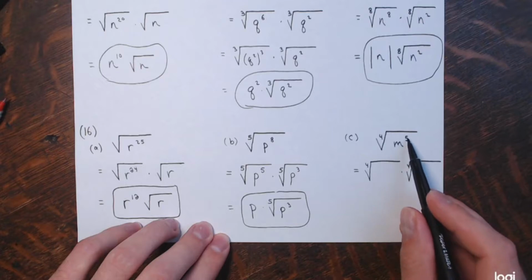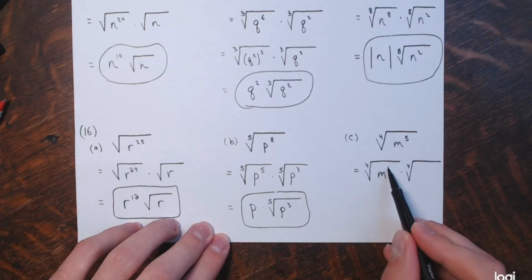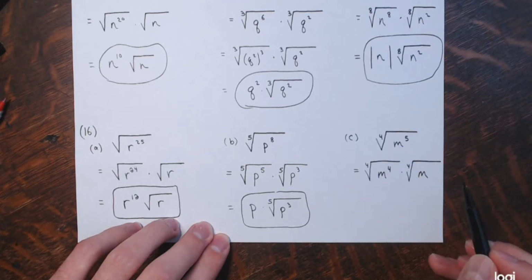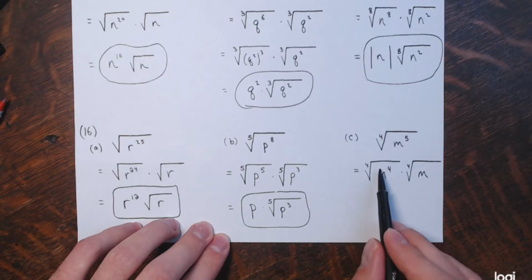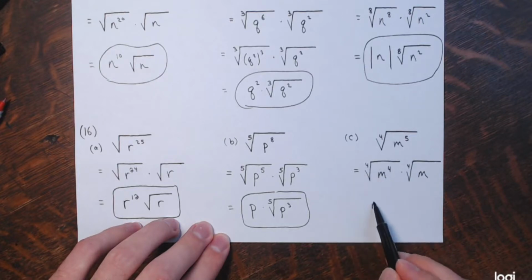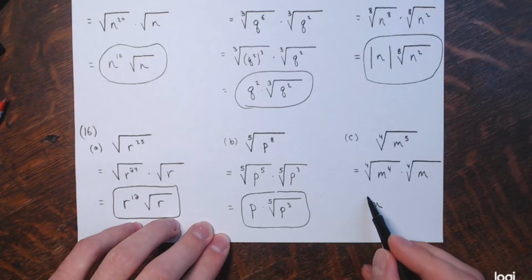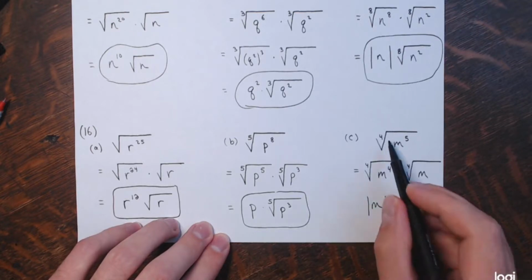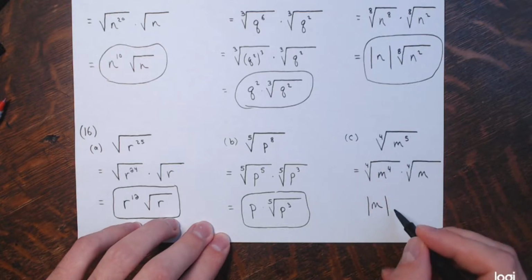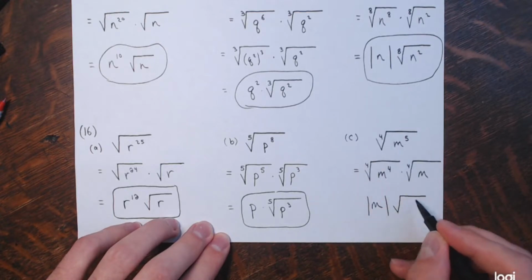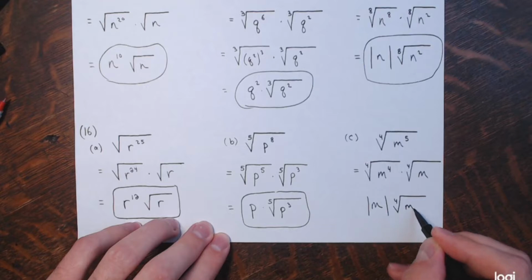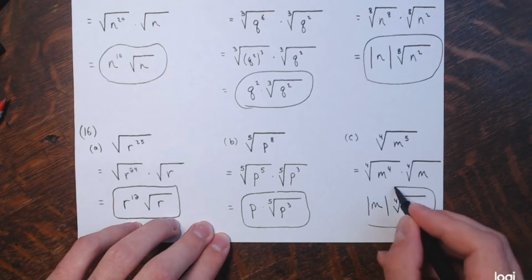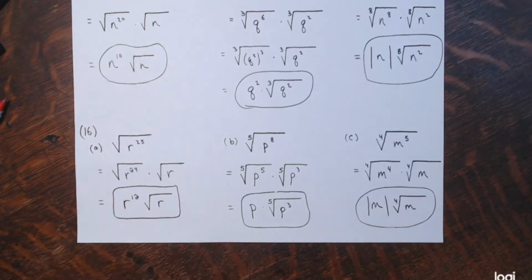m to the 5th would break up to m to the 4th times m to the 1st. Here I have a fourth root of a fourth power. Those undo each other. I'm left with m, but that could be negative. So again, this should be the absolute value of m for the non-negative fourth root, which the symbol asks for, times the fourth root of m. So the absolute value of m times the fourth root of m.